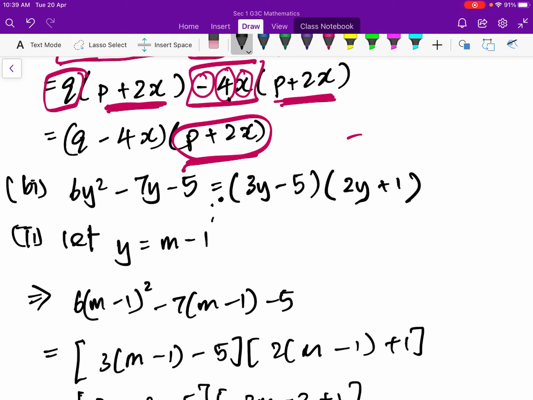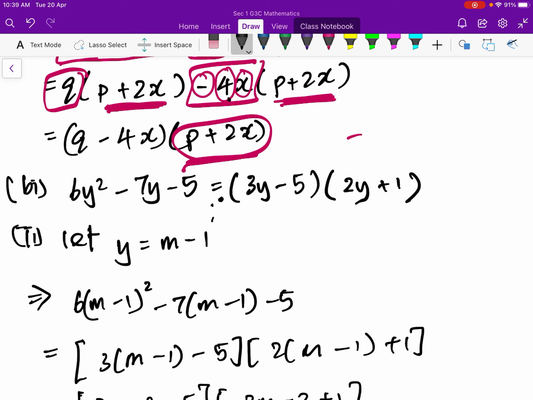So look at the similarities between these two questions. I've got a 6, 6. I've got a y squared over here, but this is m minus 1 squared. I've got a minus 7, same thing, minus 7. I've got a y instead, this is m minus 1. Then I've got a minus 5 and a minus 5.